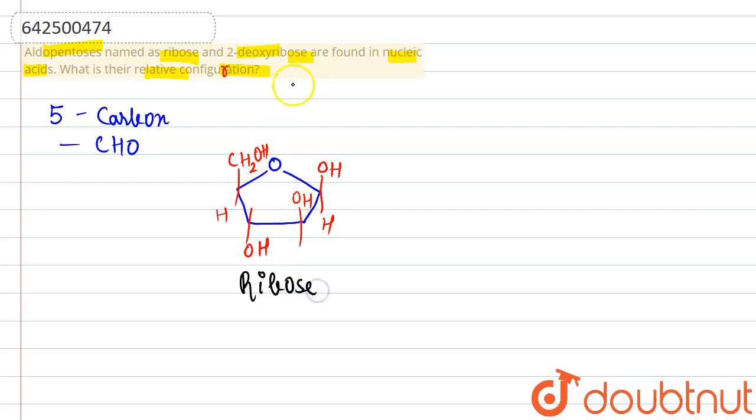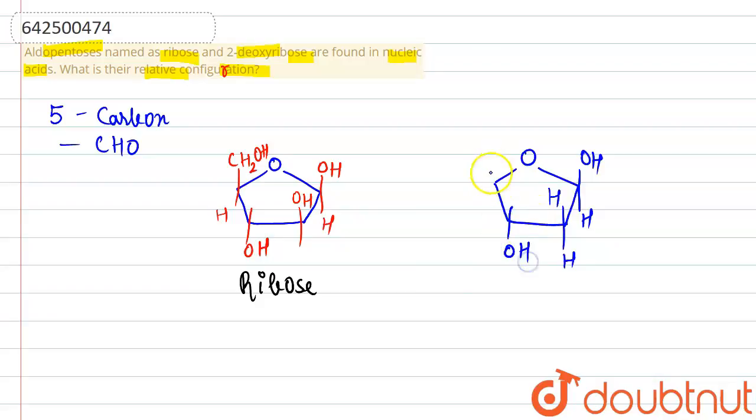The second one is 2-deoxyribose. So what happens in that? The second carbon OH is eliminated. Then we get a 2-deoxyribose, which will look something like this. Again, a 5-membered ring is there. The position at the first carbon remains the same, OH, but at the second, the OH group from ribose is now removed. That is why we are calling it deoxy. And at the third, OH in the downward direction, then this is H, and finally the CH2OH.